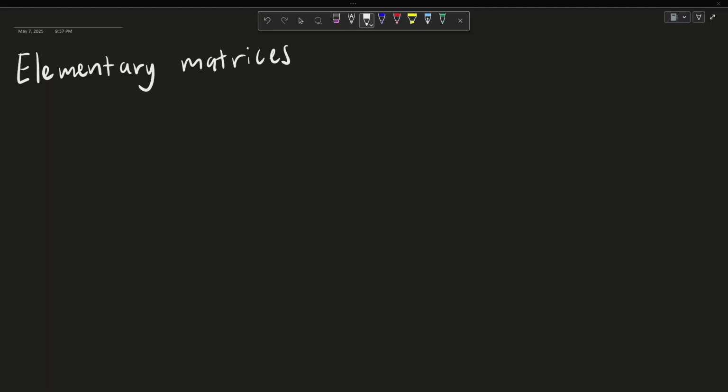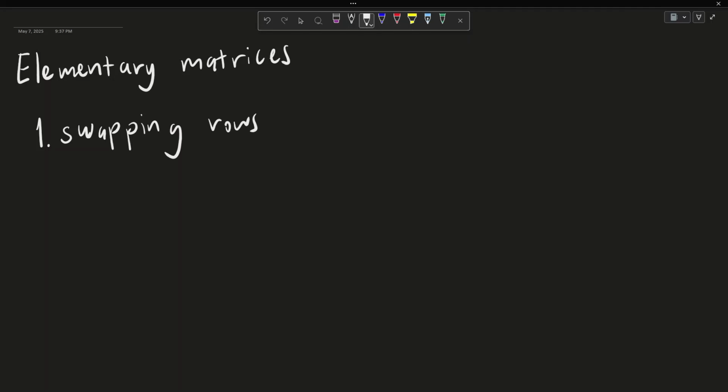So elementary matrices are matrices that allow us to apply the three row operations. So what are these row operations? The first row operation is swapping rows. So if we have any matrix A, a legal row operation that we are allowed to perform is swapping two of the rows within A.